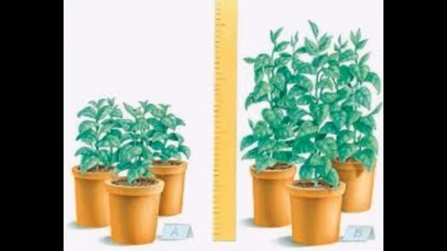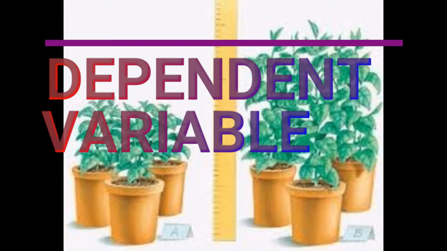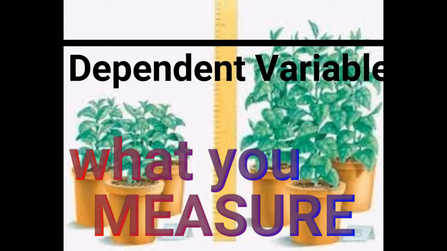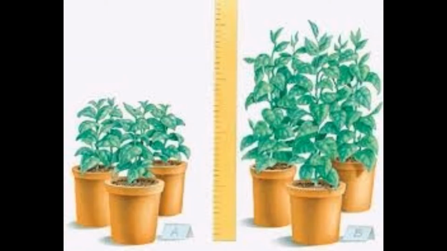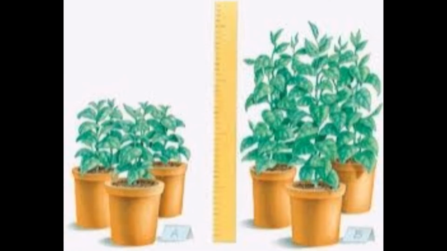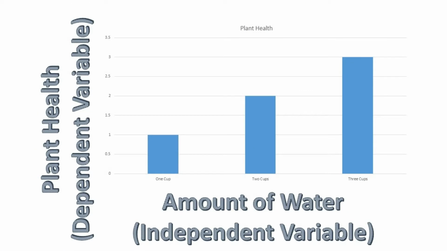After a few weeks, he will measure the dependent variable. The dependent variable is the thing that changes depending on the presence of the independent variable. Mr. Rising will measure how healthy each plant is. So plant health is the dependent variable. It depends on how much water it got.